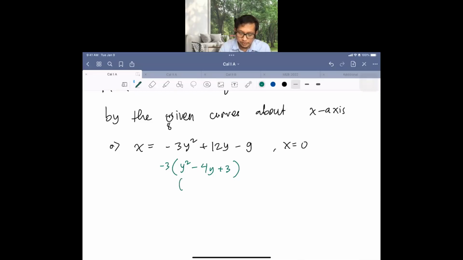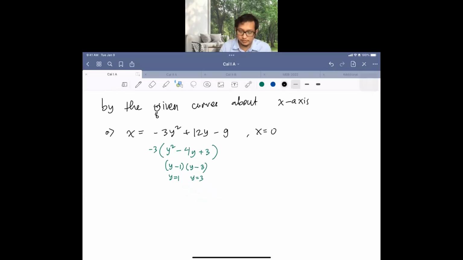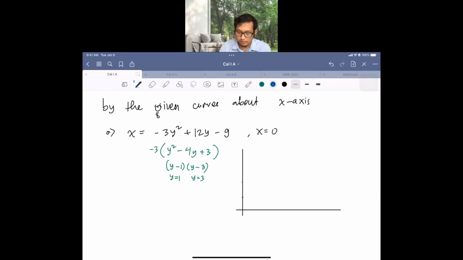So this will result in (y minus 1)(y minus 3). Or we have y equals 1, y equals 3. So these will be the roots, right? So let's draw the roots. We could say that we have 1, 2, 3. So this is 3, this is 1. Okay, and now we could draw our graph.